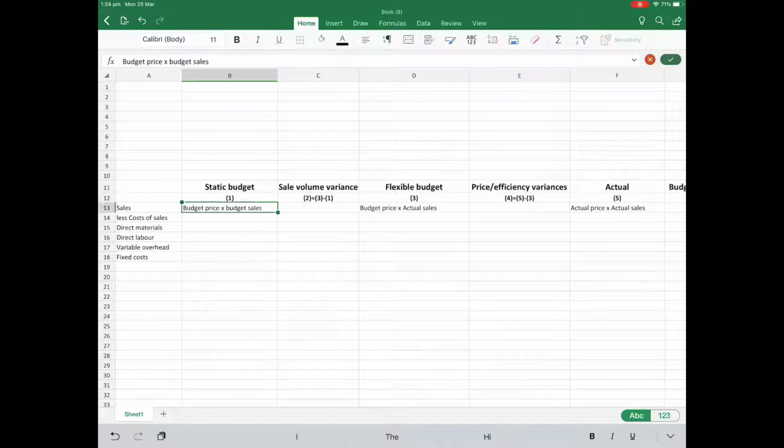So you see that I have the column for static budget, flexible budget, and actual. And the difference between the flexible budget and the static budget is the sales volume variance, because the variance is caused by the sales. The difference between the actual figures and the flexible budget, we call it the price or efficiency variances, because the variances are caused by either the selling price, or the price of inputs, or the efficiency of production. So let's get started.